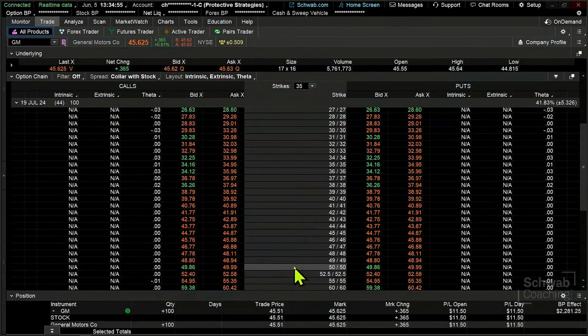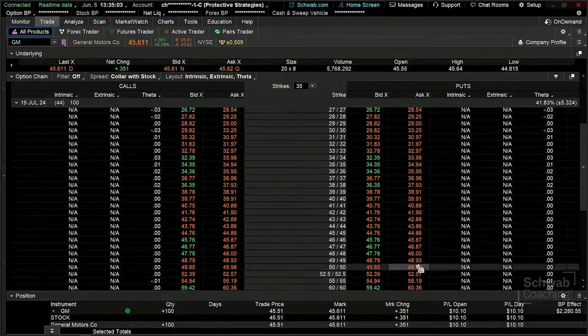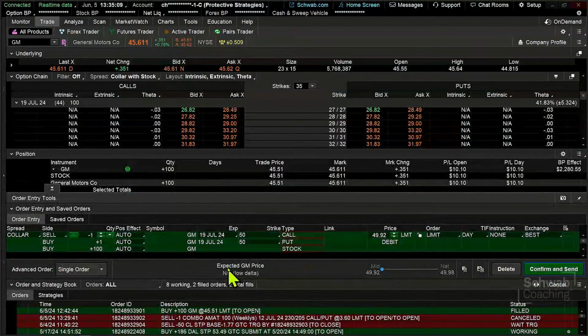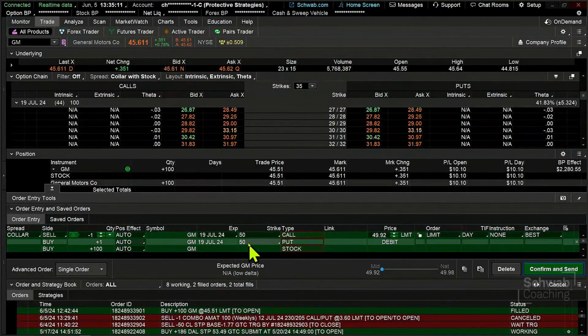Now, this is going to be a debit trade. This is going to be money out of pocket because we're buying the underlying shares. So I'm going to come over here. It doesn't matter if I go to the call or the put side, but I'm going to go to the ask price because we're going to be buying the shares of the underlying stock, and we're going to be adjusting this trade to match our expectations, right?